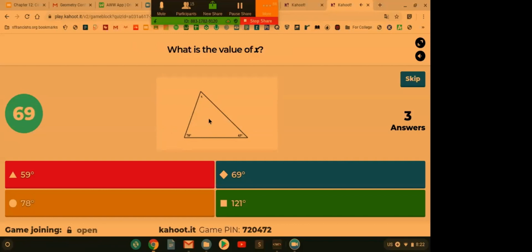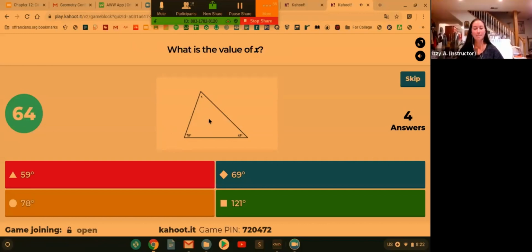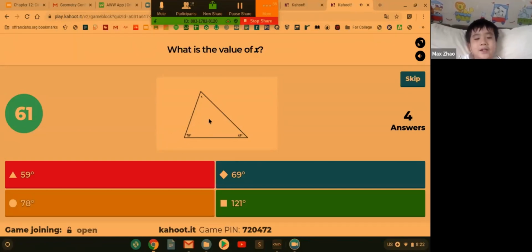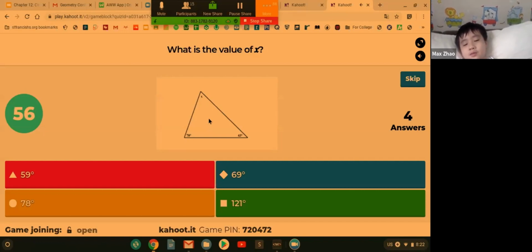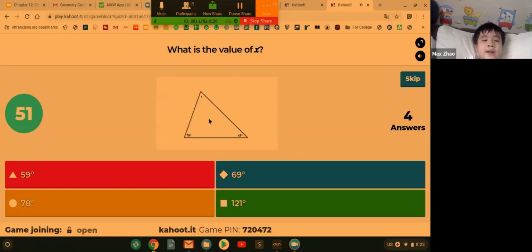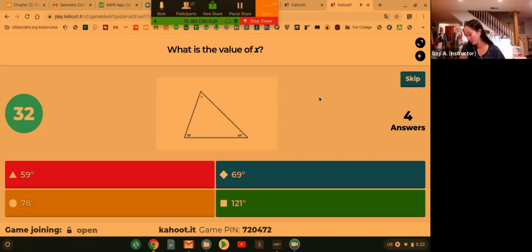I got it wrong immediately. I slipped. Oh no. You just need to add those two angles and then subtract it, and then you got the minus answer, and then you just multiply it by -1, and then it would become positive. Smart method.